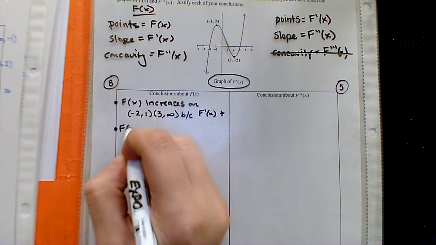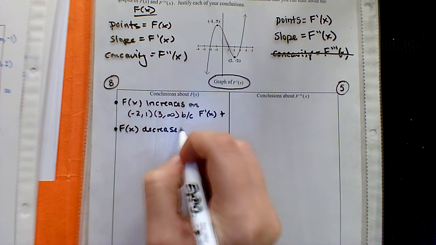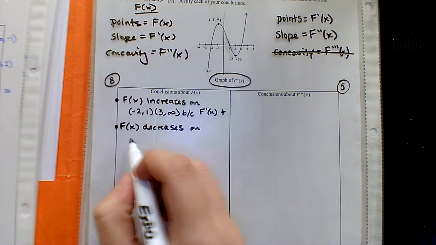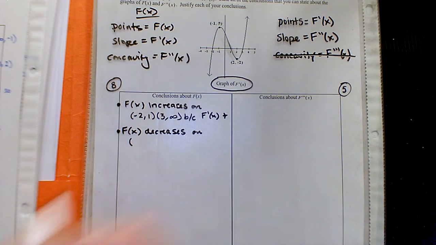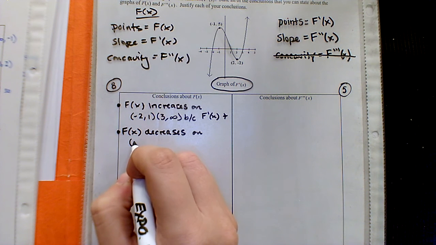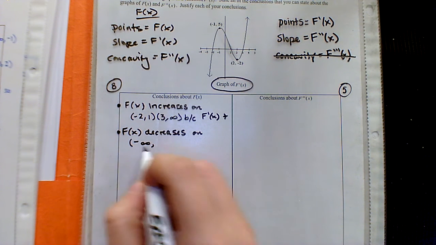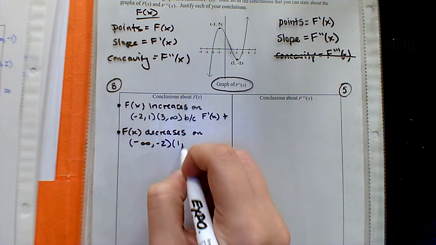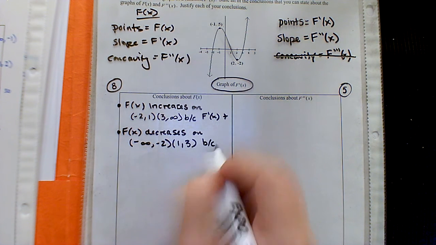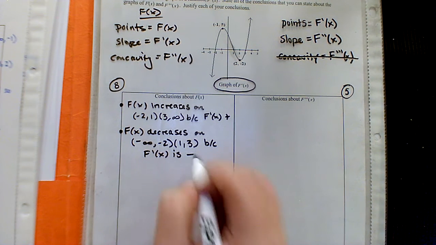Can we do a similar one? f of x decreases on, stay in the interval. It's the opposite of those: negative infinity to -2, and 1 to 3. Because the derivative is negative.